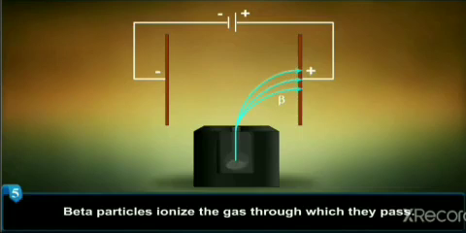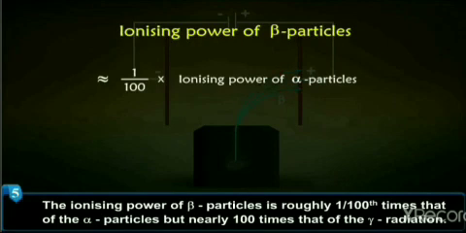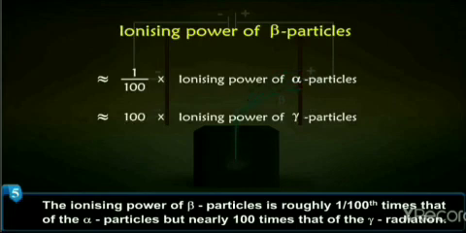5. Beta particles ionize the gas through which they pass. The ionizing power of beta particles is roughly 1/100th that of the alpha particles, but nearly 100 times that of the gamma radiation.